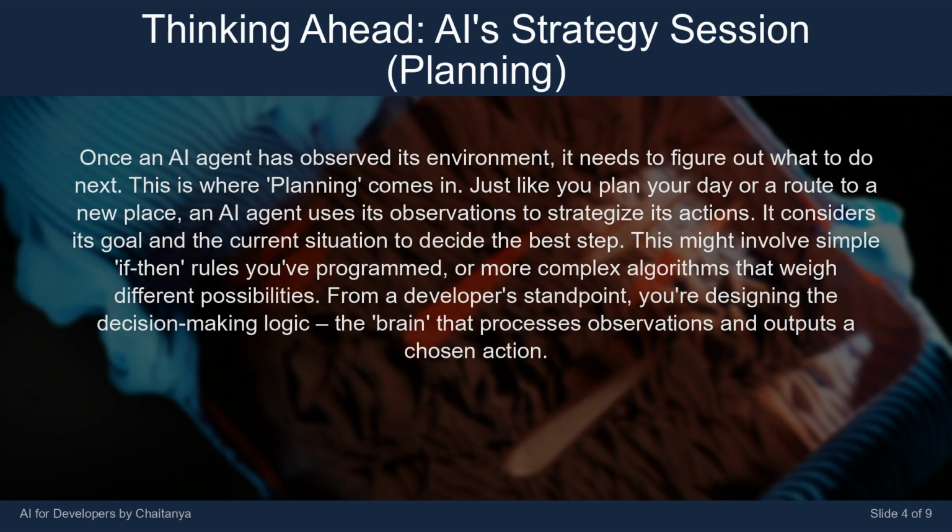Once an AI agent has observed its environment, it needs to figure out what to do next. This is where planning comes in. Just like you plan your day or a route to a new place, an AI agent uses its observations to strategize its actions. It considers its goal and the current situation to decide the best step. This might involve simple if-then rules you've programmed, or more complex algorithms that weigh different possibilities. From a developer's standpoint, you're designing the decision-making logic, the brain that processes observations and outputs a chosen action.